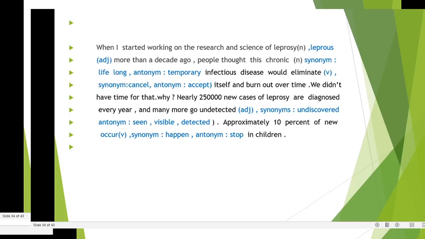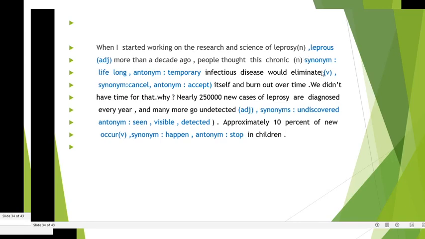Why? Nearly 250,000 new cases of leprosy are diagnosed every year, and many more go undetected. Approximately 10% of new cases occur in children.